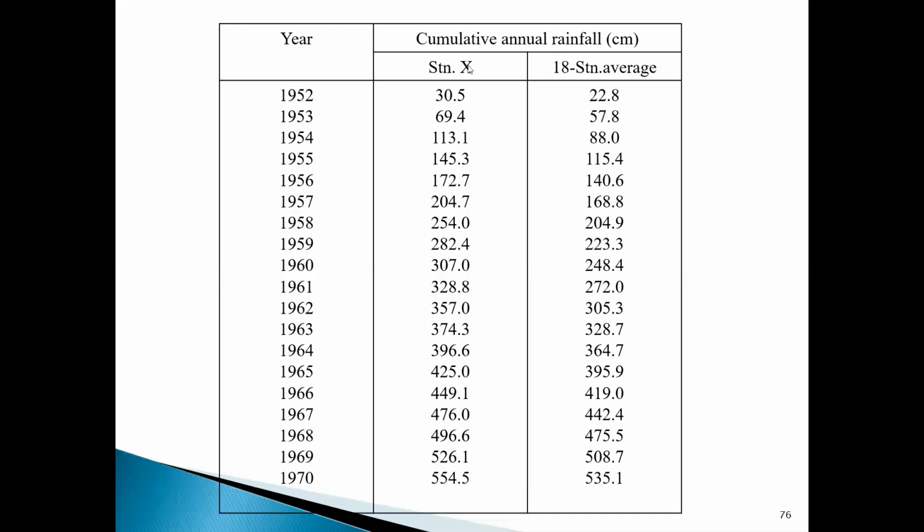Now these are the cumulative values. So we have to add them one by one. From 1952 to 1970, these are the cumulative values of rainfall at station X, and these are the cumulative values of rainfall for the 18 surrounding stations. Now, from this data, you can observe. So in 1957, the cumulative average annual rainfall at station X is what?